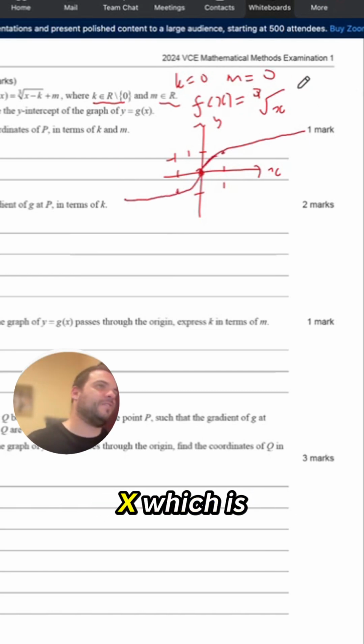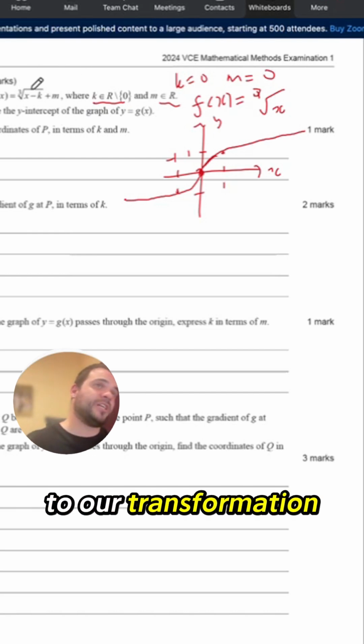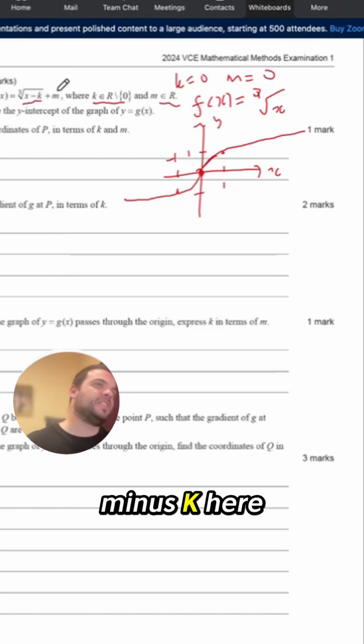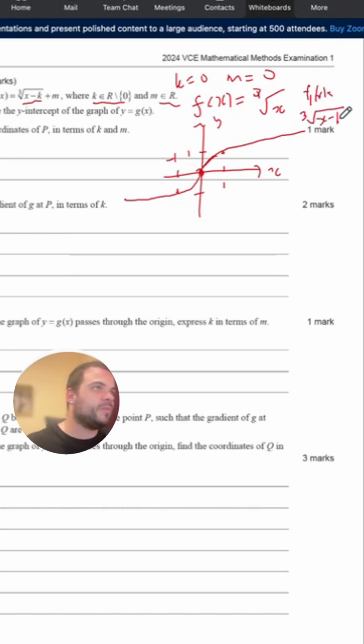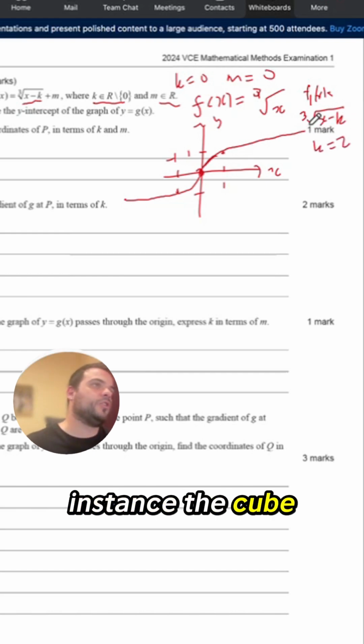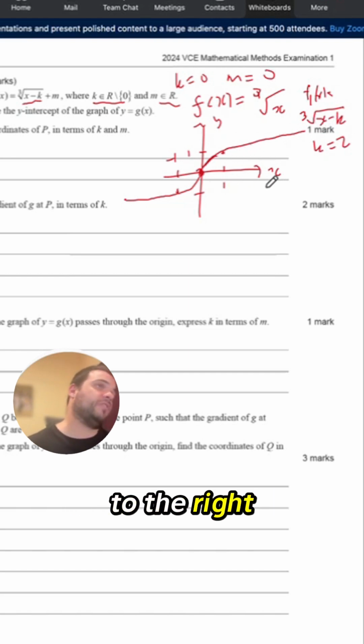So that's our function f of x, which is the cube root of x. Now that we know that, we can think about what effect the k and m have. So this brings us to our transformation theory. If we have x minus k here, so for example, if we were to introduce a new function f1 of x, which is equal to the cube root of x minus k, then if k was 2, for instance, the cube root of x minus 2, this would be our cube root function moved 2 to the right.